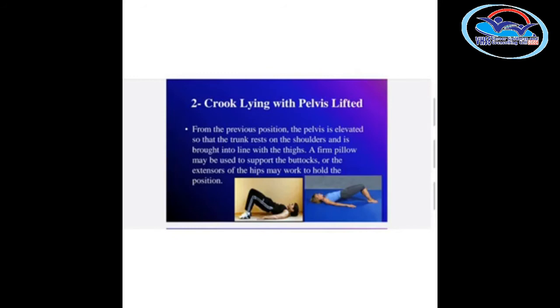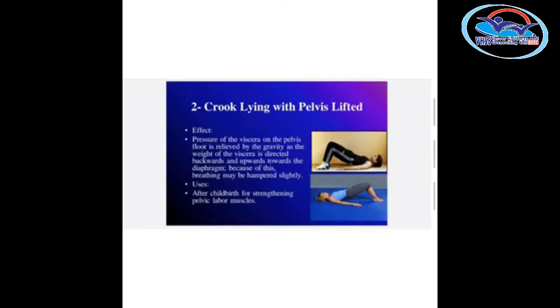Next one is crook lying with pelvis lifted. For this, from the previous position, that is crook lying, the pelvis is elevated so that the trunk rests on the shoulders and is brought into line with the thighs.